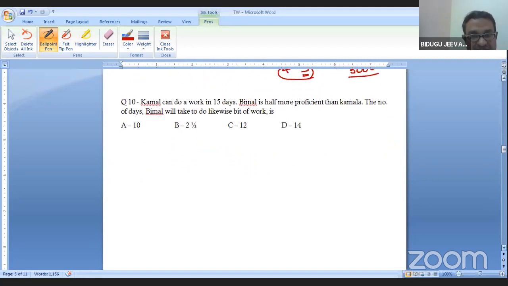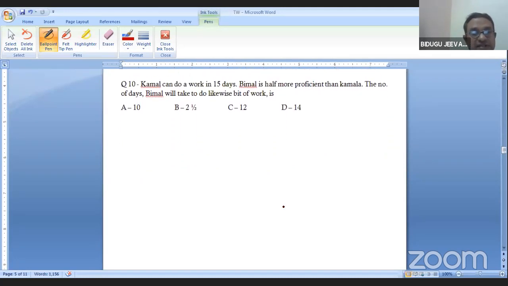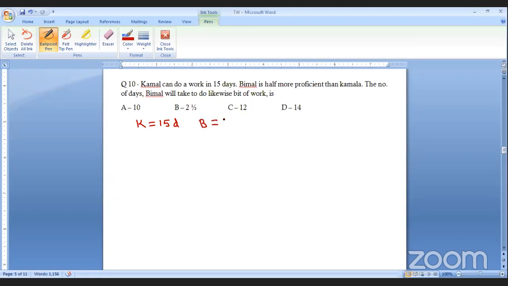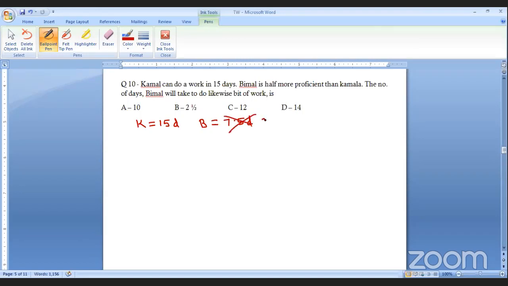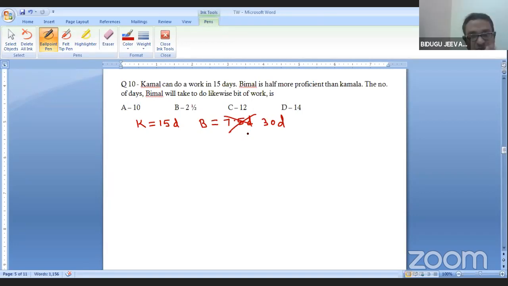Question number 10. Wait. Kamal can do a work in 50 days. Bimal is half more proficient than Kamal. Half more, Bimal is half more. 7.5 days. Exactly, half in the sense, half more proficiency. Is it correct? No, sir. More. 15 plus 7.5. Half more proficiency. Right? 30 days. Sir, 15 plus 7.5, sir.